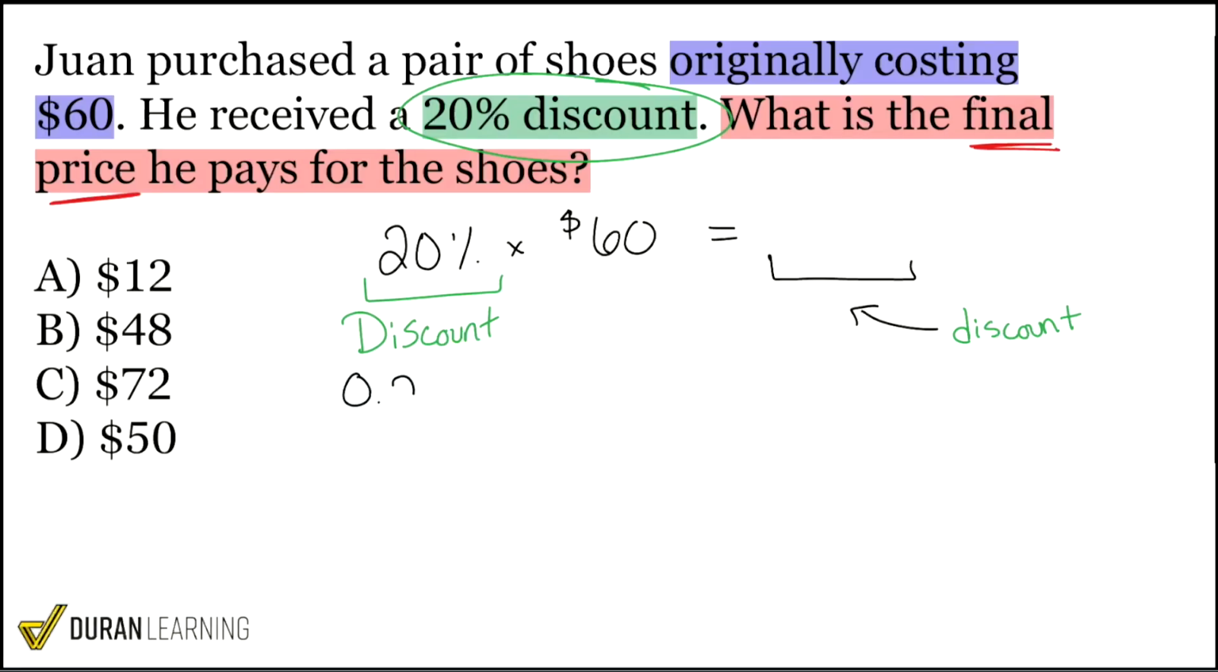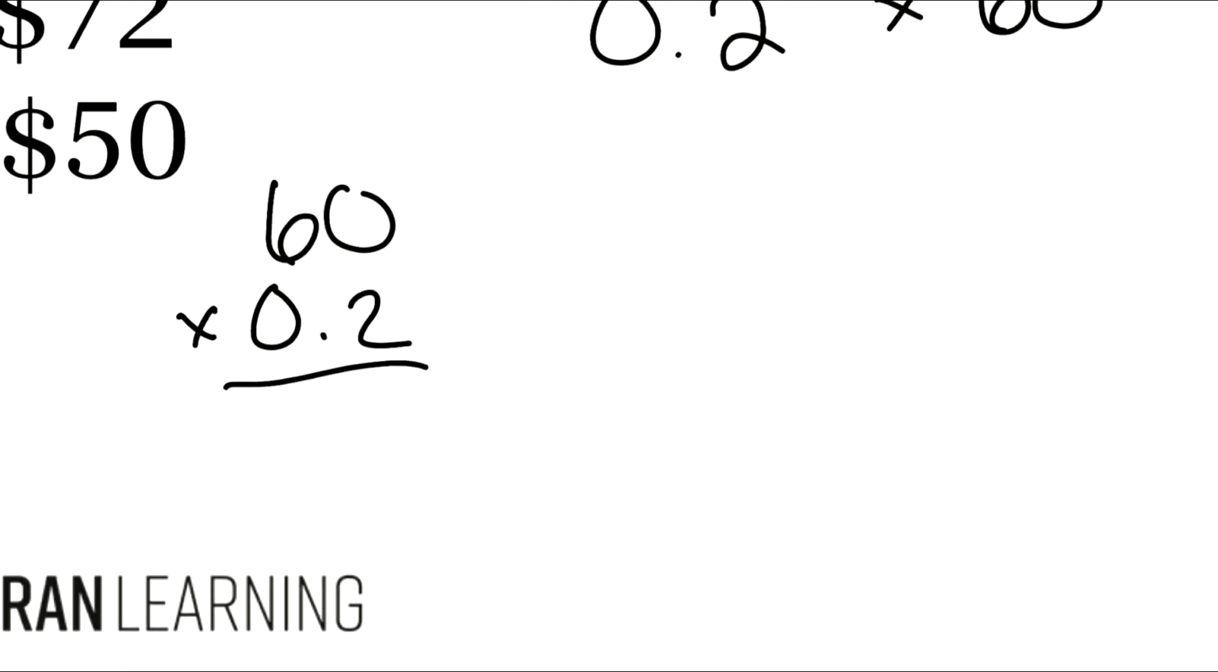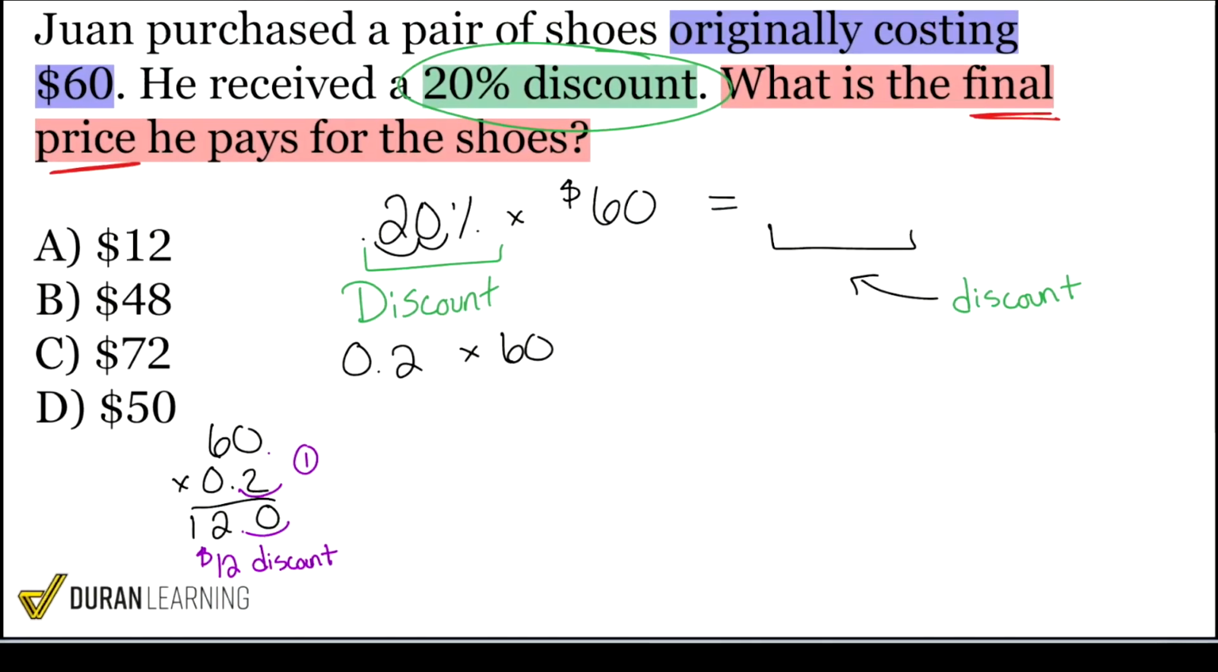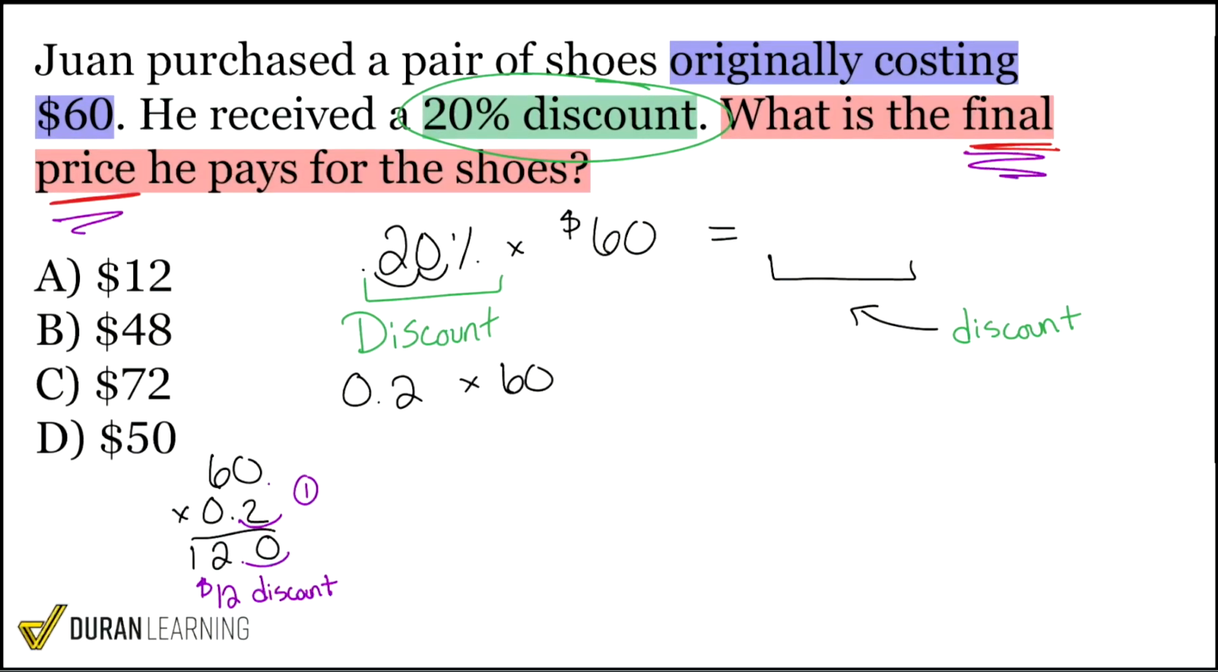So we would have 0.2, because again, move it over twice. We can get rid of that last zero there. So 0.2 multiplied by 60. Let me show you that right here. 60 multiplied by 0.2. So we have 0 multiplied by 2, and that'll be 0. Then we have 6 multiplied by 2, and that'll be 12. How many decimal places do we bring back? None here, 1 there. Just 1 decimal place that we'll bring back, and that is a $12 discount. That's not the answer A. That's not the answer because, again, we wanted the final price.